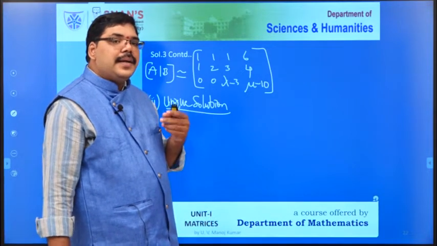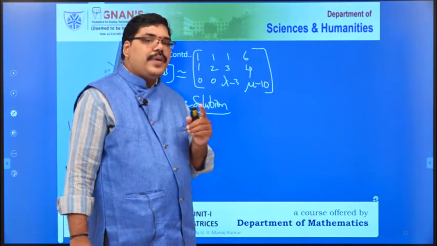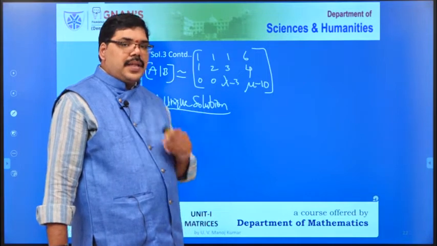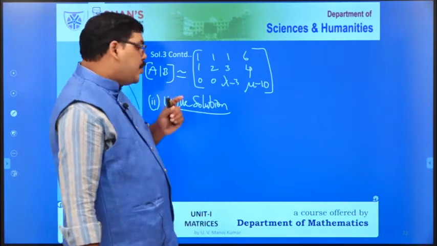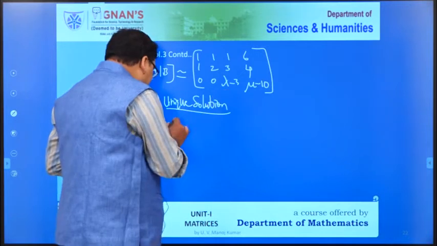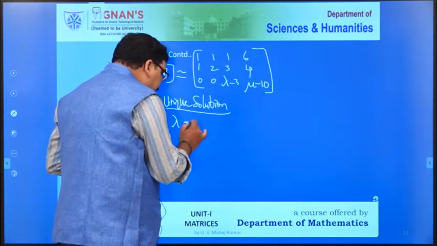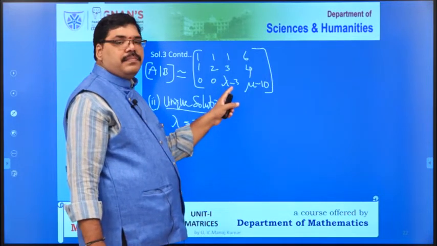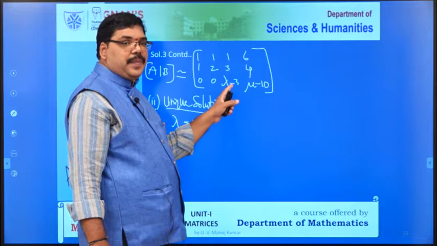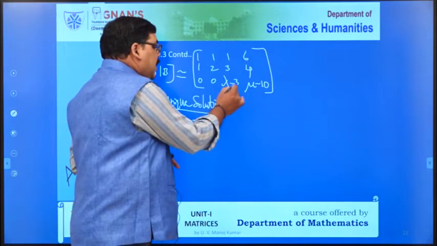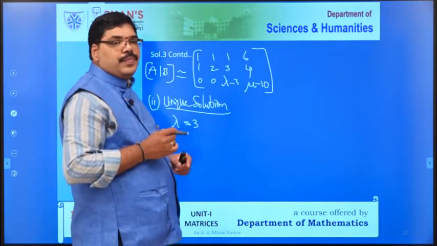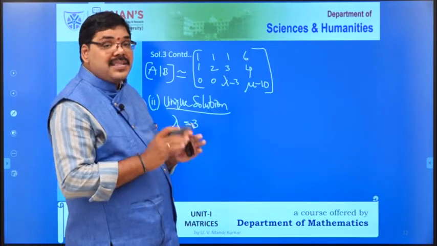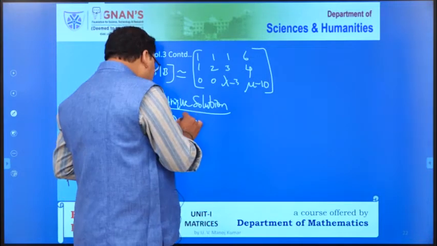When we get rank of A as 3, when will we get rank of AB as 3? Answer me. So, if lambda equals 3, then what happens to this place? It becomes 0. If it becomes 0, these 3 elements becoming 0, rank becomes 2. I don't want rank 2. I want rank 3. So, lambda not equal to 3.